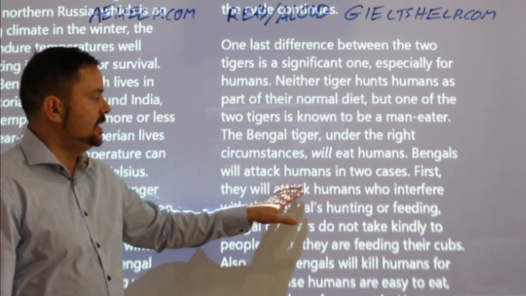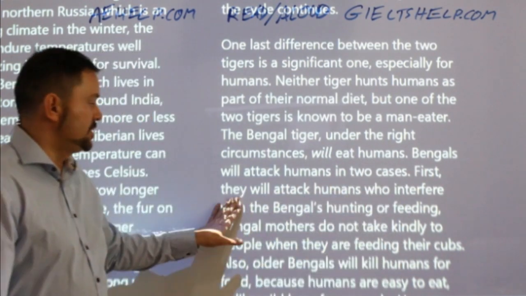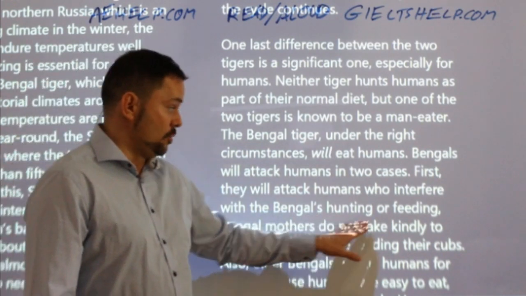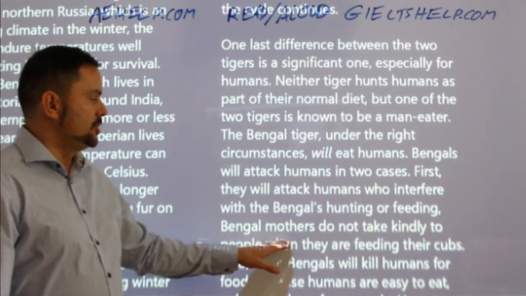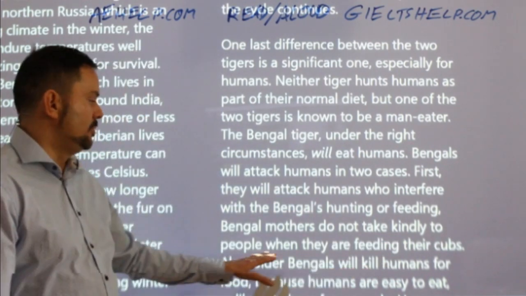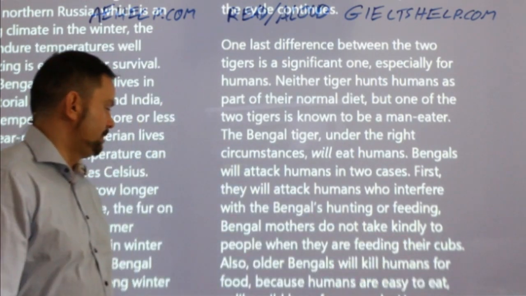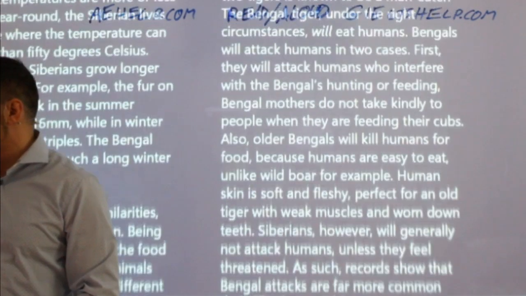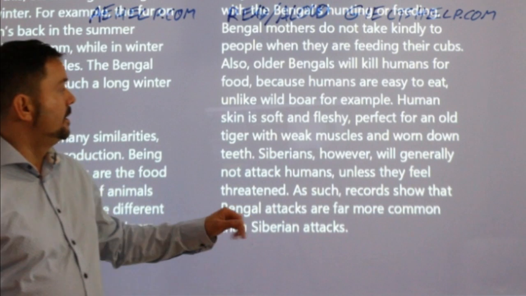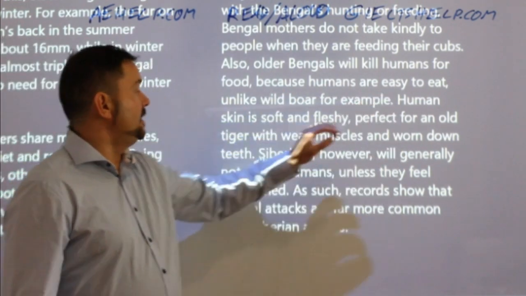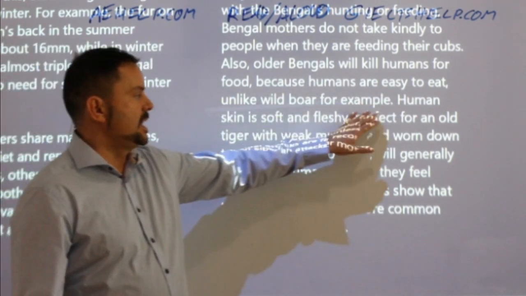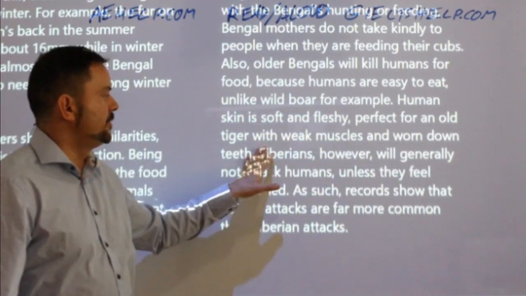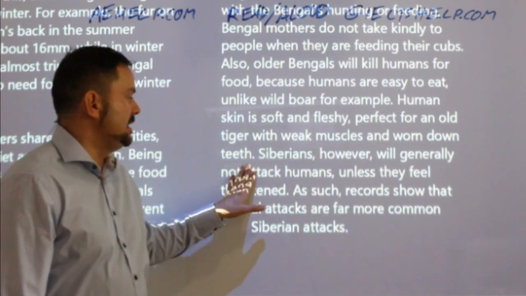Bengals will attack humans in 2 cases. First, they will attack humans who interfere with the Bengal's hunting or feeding. Bengal mothers do not take kindly to people when they are feeding their cubs. Also, older Bengals will kill humans for food because humans are easy to eat, unlike wild boar, for example. Human skin is soft and fleshy, perfect for an old tiger with weak muscles and worn-down teeth.